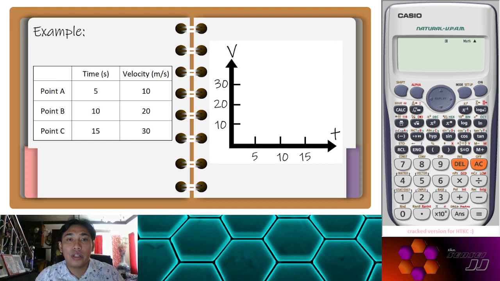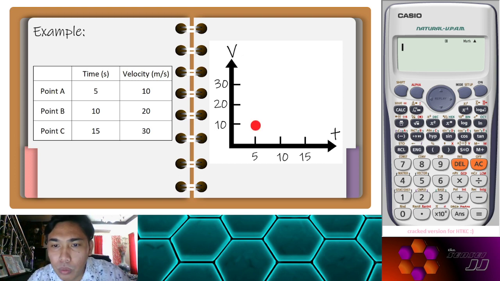As you can see from our table, we have velocity in meters per second, and time in seconds. We have point A, point B, and point C. We have velocity from point A as 10, point B as 20, and point C as 30. And for our time, we have 5, 10, and 15 for A, B, and C respectively. So what are we going to do with points A, B, and C, sir?